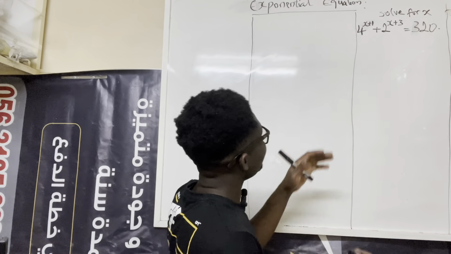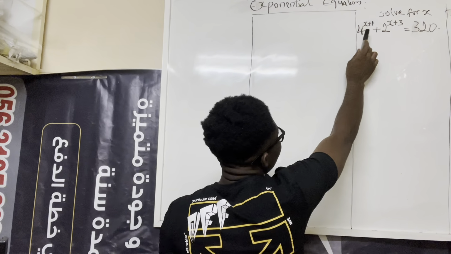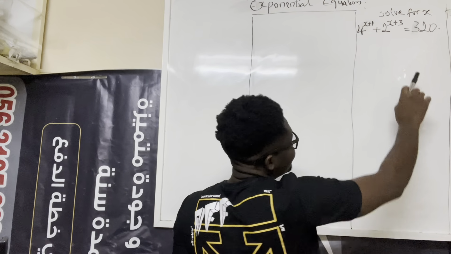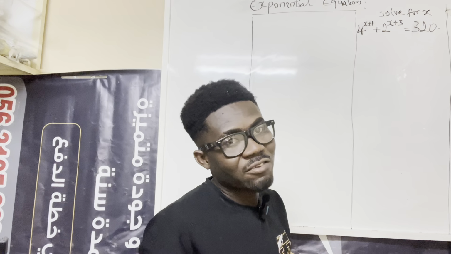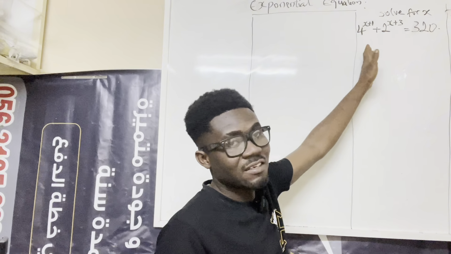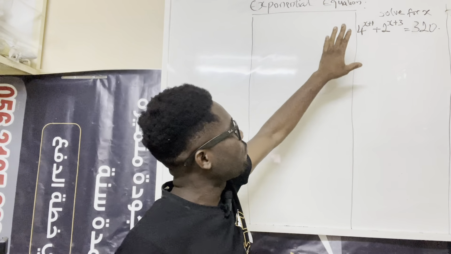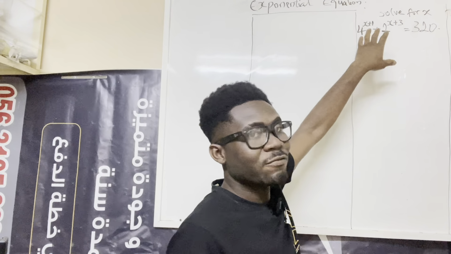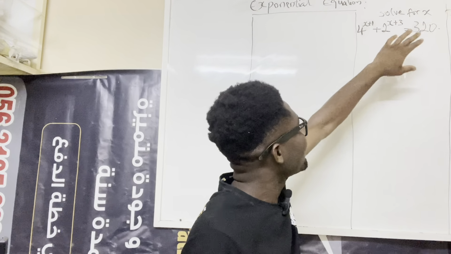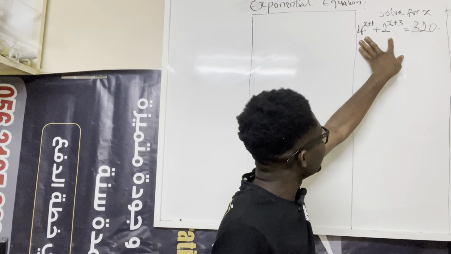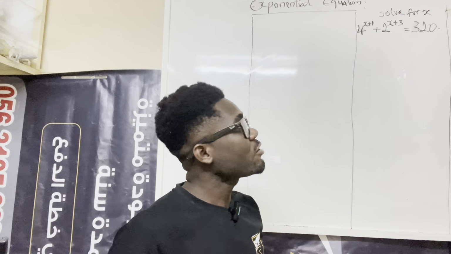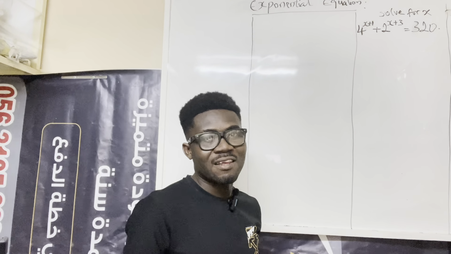So here you have a question that says 4 raised to the power of x plus 1 plus 2 raised to the power of x plus 3 equals 320. We have to solve for, or find, the value of x in this equation. Whenever we finish solving, the value of x must satisfy the equation, because when you substitute it, it must be equal to 320. Because of the unknown, we call it an exponent.